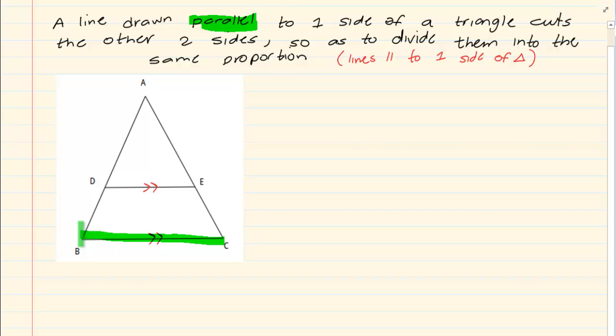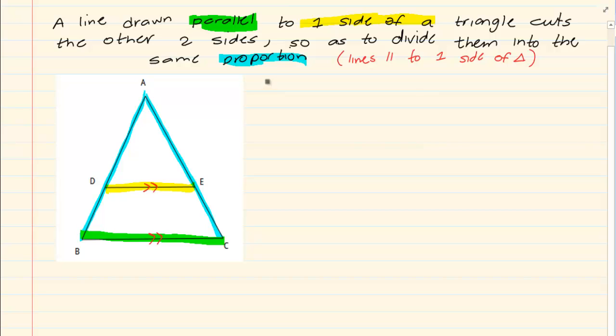And then they're telling us, what does it do? This parallel line does something very specific. It cuts the other two sides. So the other two sides of the triangle are AB and AC. Now it's cutting the other two sides in proportion. That is what it's doing. So this line DE, which is the parallel line to one side of the triangle, is cutting the other two sides in proportion.